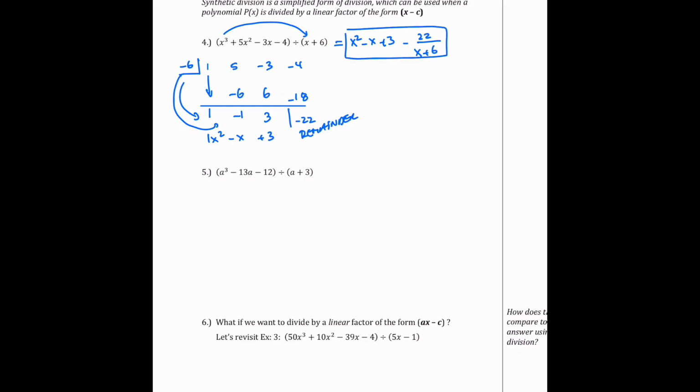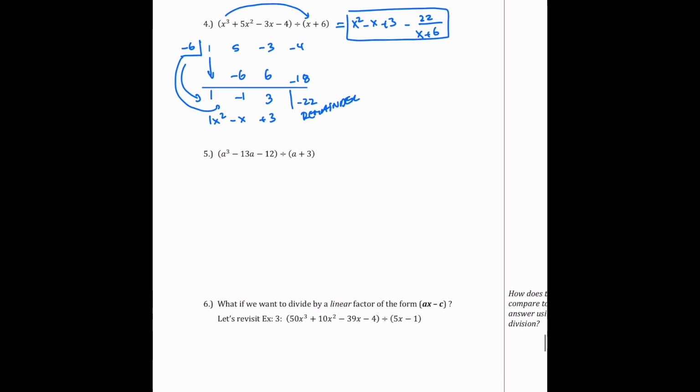Okay, so you can try number 5 on your own, and then you can pause and try and then play.